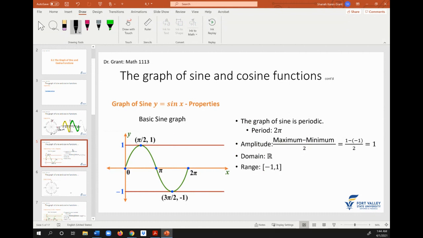When we talk about the amplitude, we're talking about the height of the graph from the midline. So this is what we call the midline, the line that splits it in half. So the height of the graph from the midline to either the highest point or the lowest point, notice that the unit here is 1. Our domain can be any x value, which is all real numbers, but your range, the height, is between 1 and -1.